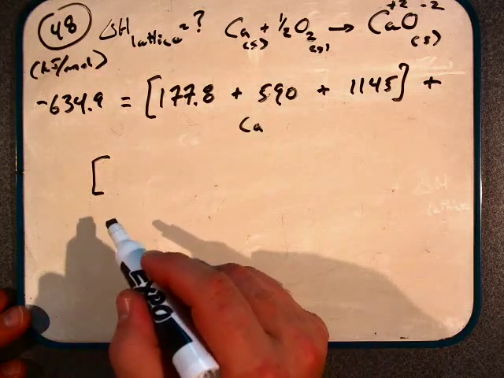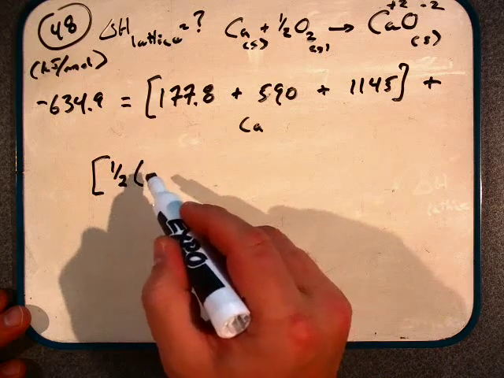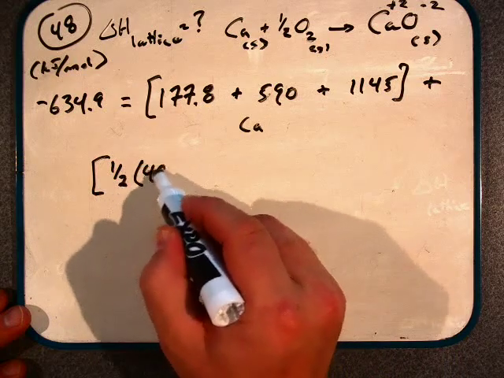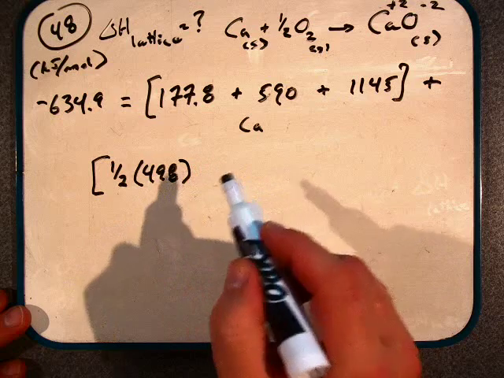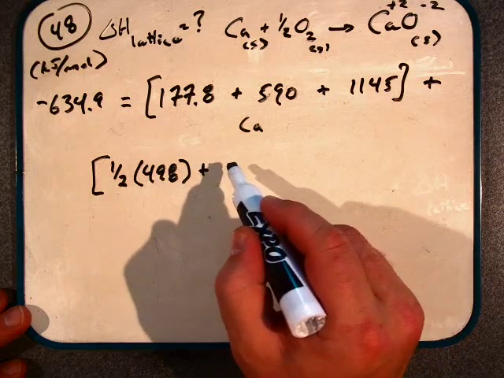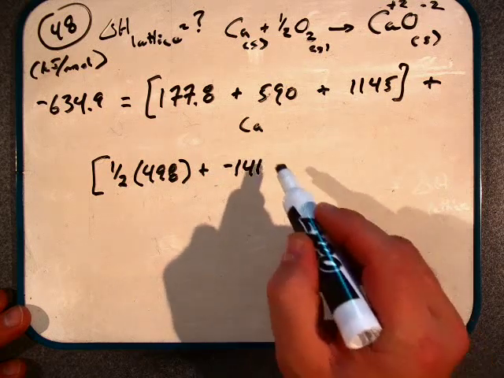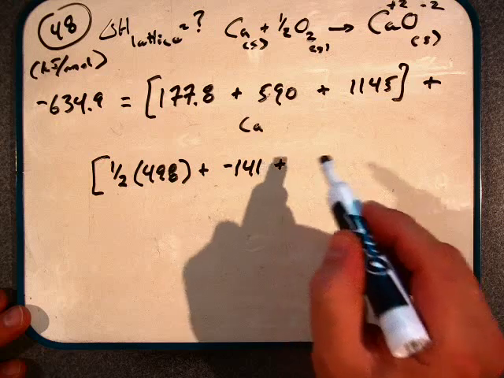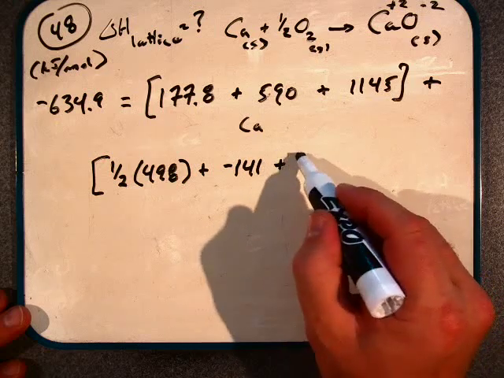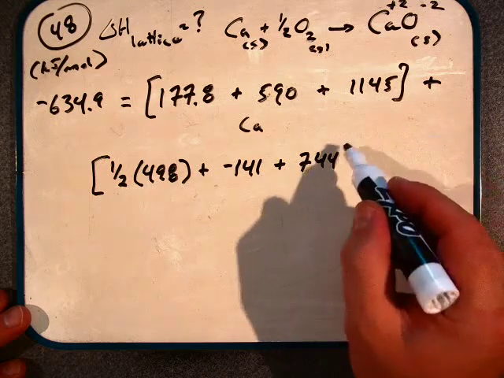our oxygen energies. And so we would take 1/2 the oxygen-oxygen double bond energy, which is 498 kilojoules per mole. We add to that oxygen's first electron affinity, which was a -141 kilojoules per mole. To that we add the second electron affinity, which was positive 744 kilojoules per mole.